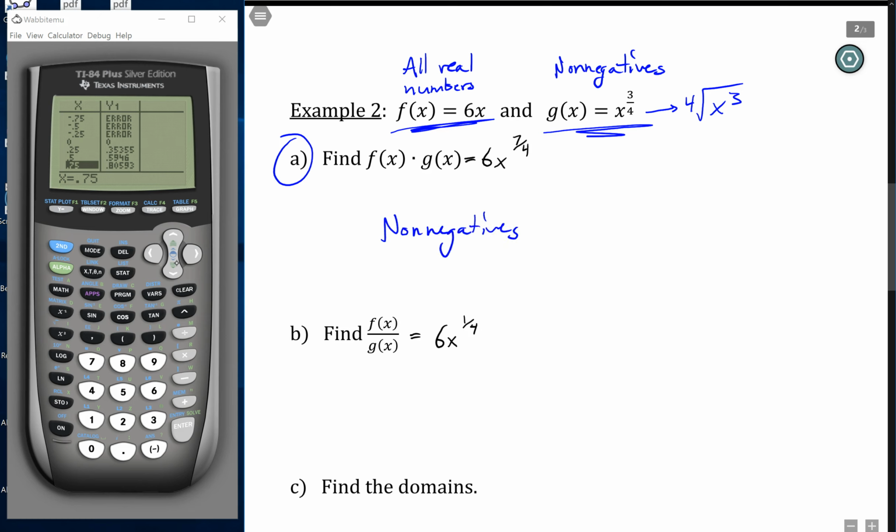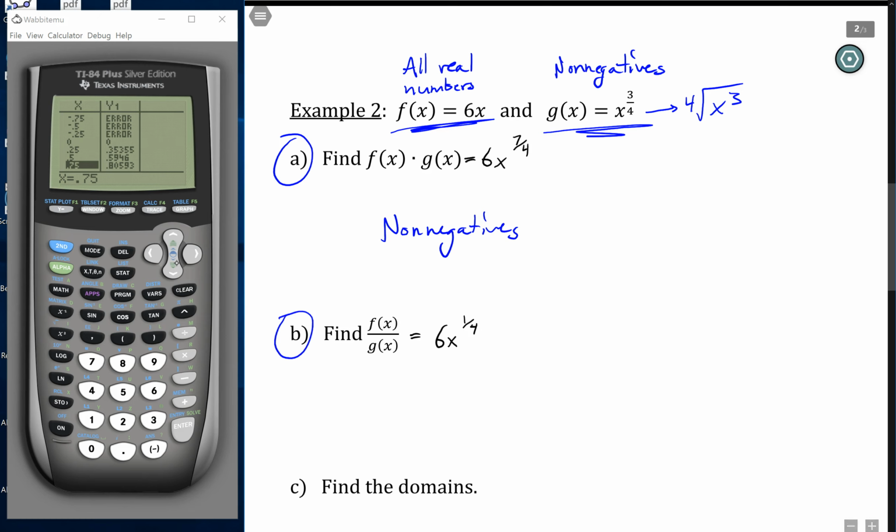Because even though I could plug in negatives here in f, I'm not allowed to plug in negatives here in g. We also need to look at what's happening with the function overall, but as with the square roots, it's just experiencing the same issue of being a 4th root, so I can't plug negatives in there.